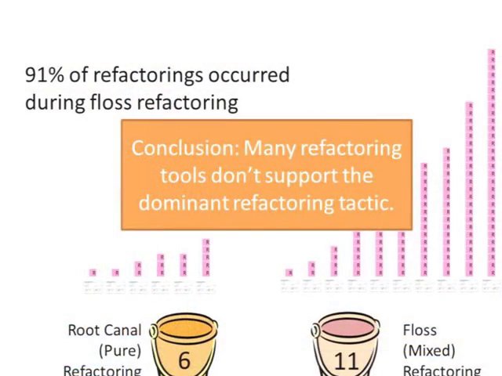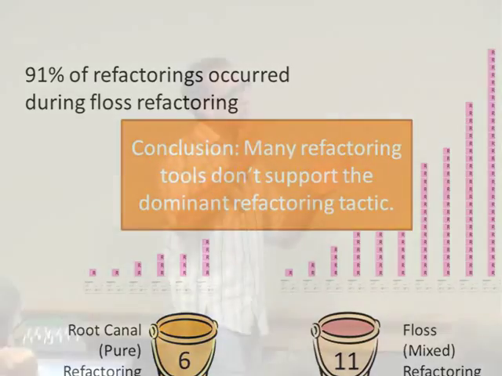So what I think that means is people are following their dentist's advice. People are taking Ralph's advice, and they are doing floss refactoring typically. But because most refactoring tools are kind of this heavyweight dialogue thing, a lot of refactoring tools don't support the dominant refactoring tactic. That is, they don't support floss refactoring.